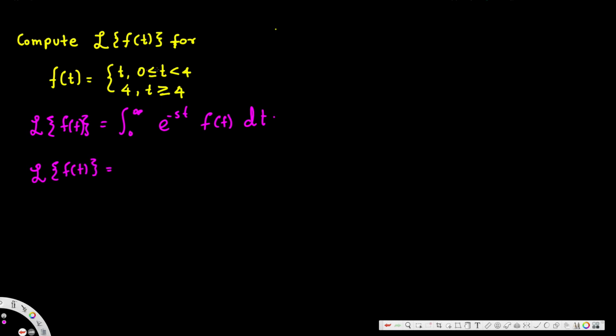Since we have two parts, we have to write two integrals, and both of them are going to be added together. The first one has limits going from 0 to 4 of e to the power negative st, and the function is t, so I put the t right here, dt, plus the second one, from 4 to infinity of e to the power negative st, and the function is 4, dt.